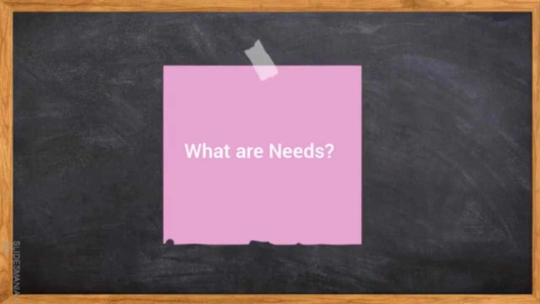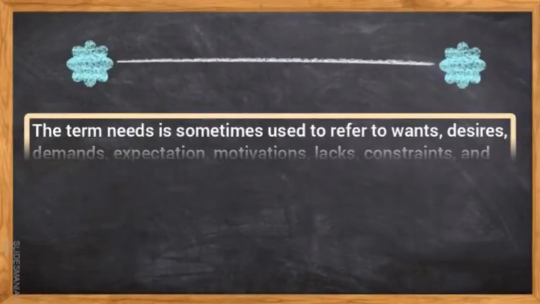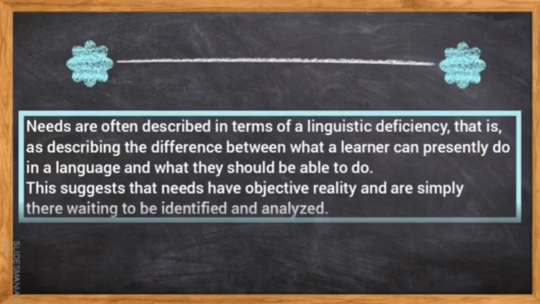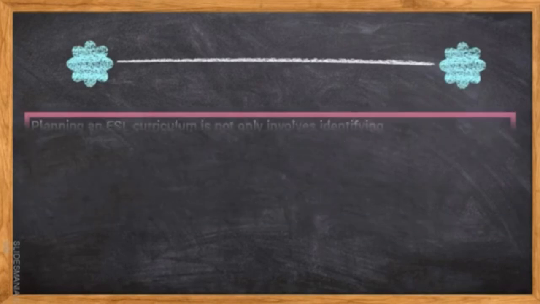Next, what are needs? According to Brindley, the term needs is sometimes used to refer to wants, desires, demands, expectations, motivation, lacks, constraints, and requirements. Needs are often described in terms of a linguistic deficiency, that is, as describing the difference between what a learner can presently do in a language and what they should be able to do. This suggests that needs have objective reality and are simply there waiting to be identified and analyzed.